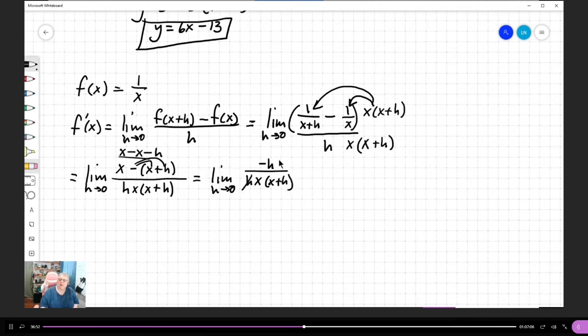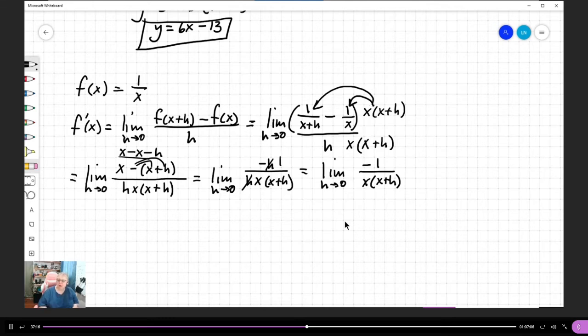And then I can cancel the h. So now I'm left with a minus 1 on top. So now I have the limit as h goes to 0 of minus 1 over x times x plus h. And again, I'm at a point where I don't really see what else to do. There's no more algebra for me to do.